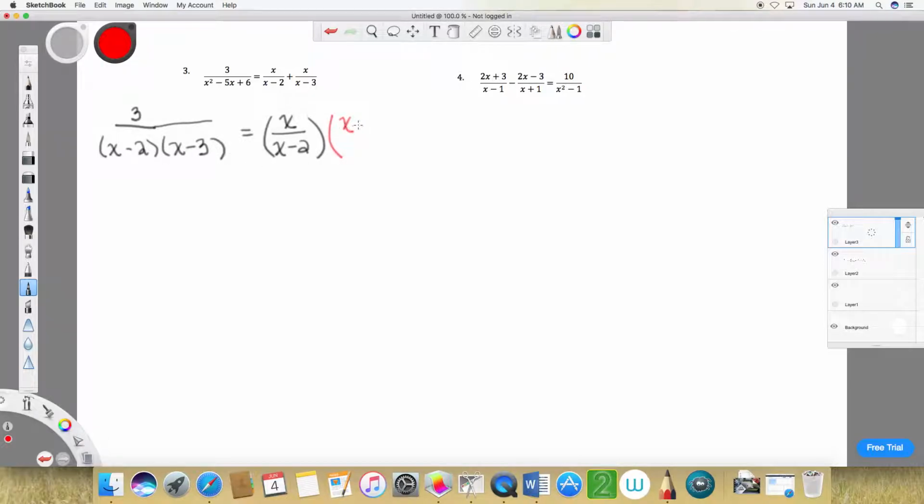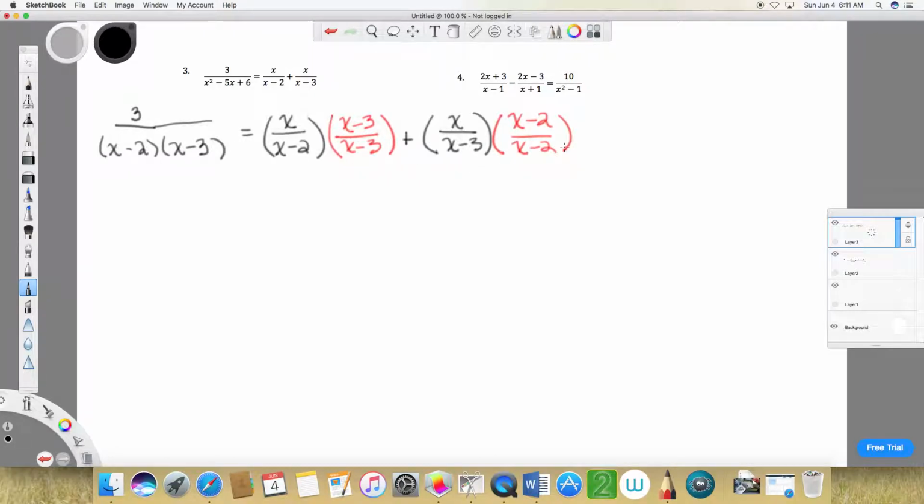So if I multiply this first term on the right hand side by the number 1, but if I'm clever in how I write the number 1, I can get that common denominator. And the same thing for this second term on the right hand side. I multiply by the number 1, but I write the number 1 as x minus 2 over x minus 2. So now I have a common denominator to all of these terms.